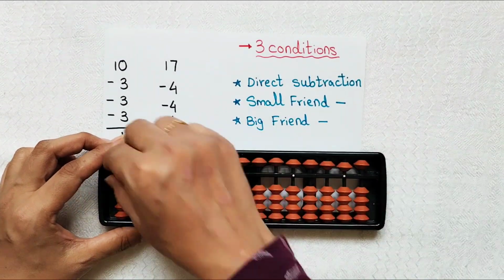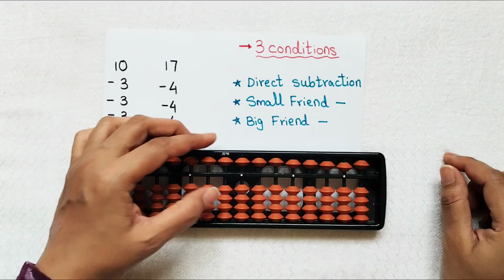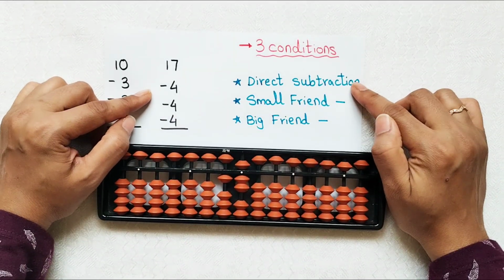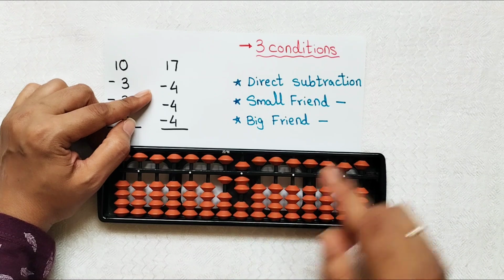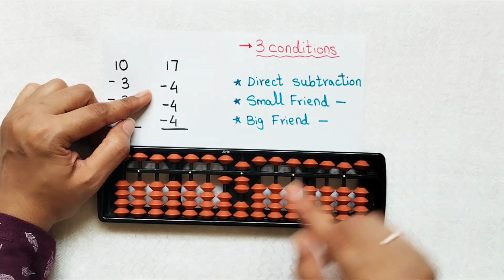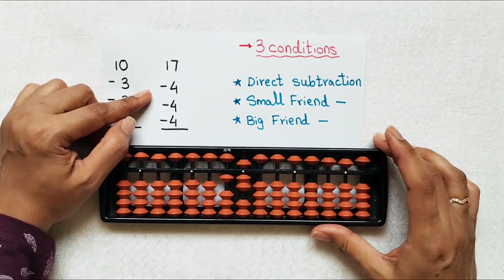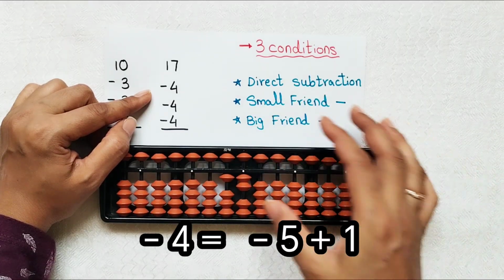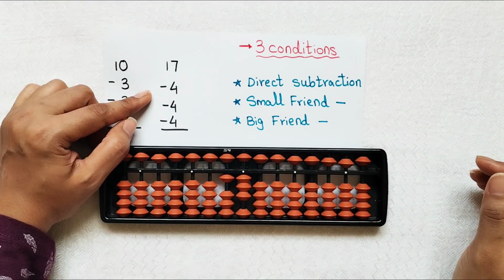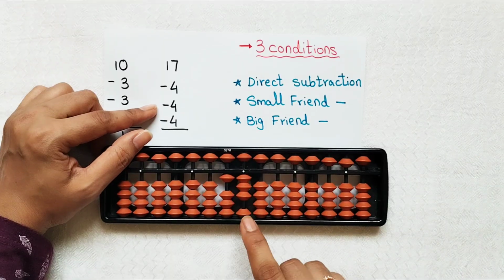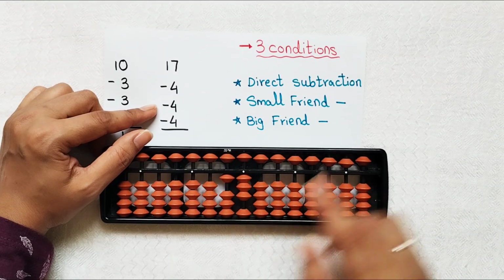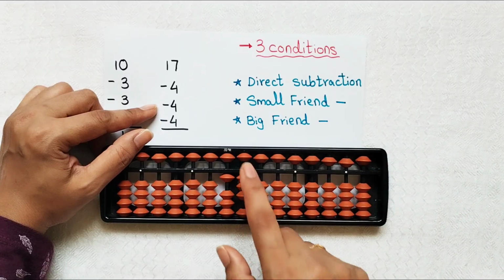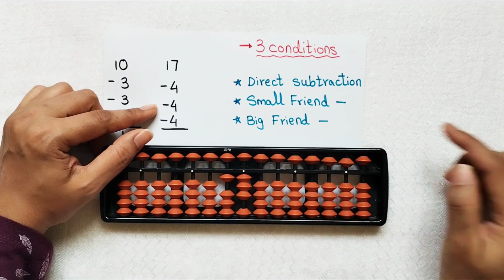Next one. 17 less 4. 17 less 4. Again, direct subtraction I cannot do. So can I use small friend? Yes, I can do small friend. So the formula for less 4 is less 5 plus 1. Again less 4. Can I do less 4 here? No. Again direct subtraction I cannot do. Can I go with small friend? No, because the 5 bead is not in use.